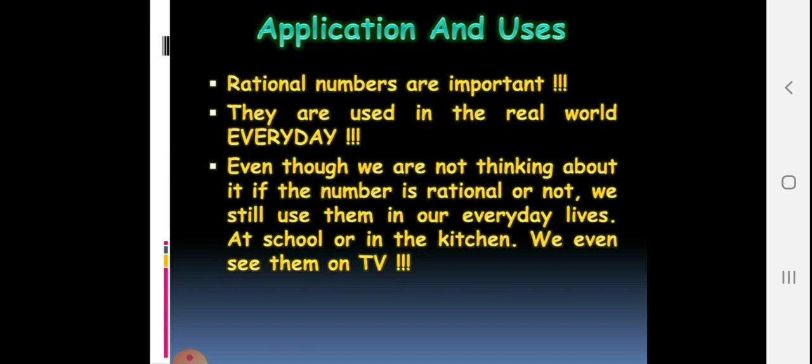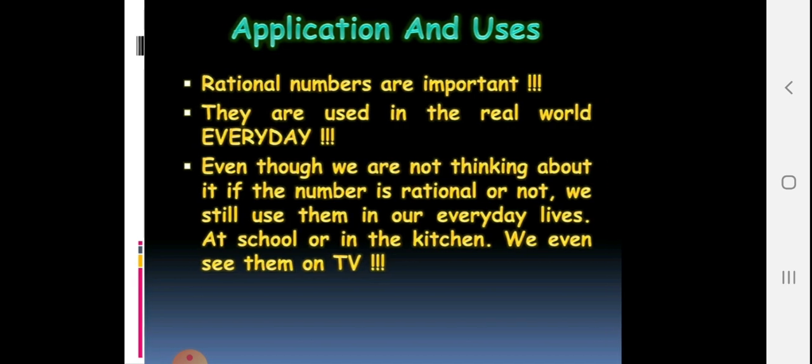Suppose you have got a cake. That cake is in the form of a circle. Now you have divided that circular cake into 8 equal parts. Suppose you eat 2 parts out of those 8 parts. So that is a rational number, 2 by 8. Then you add 1/4 part of that cake. This way we are using rational numbers in our daily life.